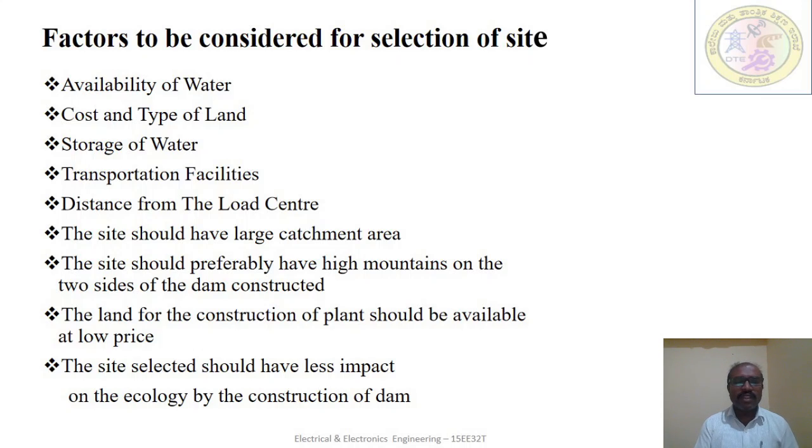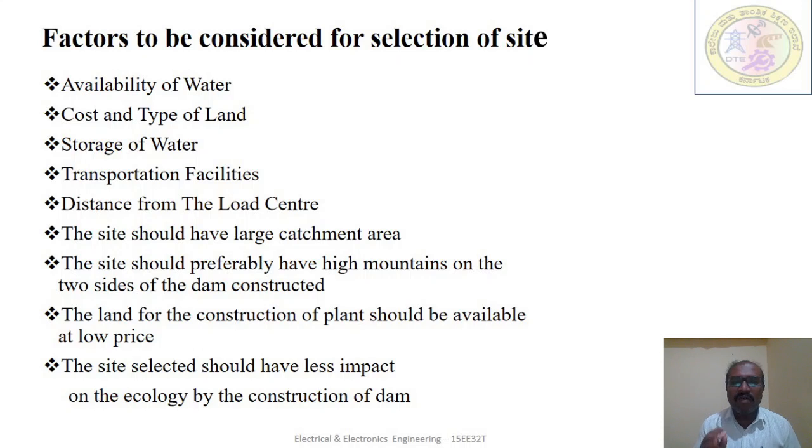First one, availability of water. Here, water is the main fuel of this plant. So, such a plant should be located near a river or canal or lake, etc., where sufficient water is available at all times, so that the maximum and minimum quantity of water available throughout the year is also considered.